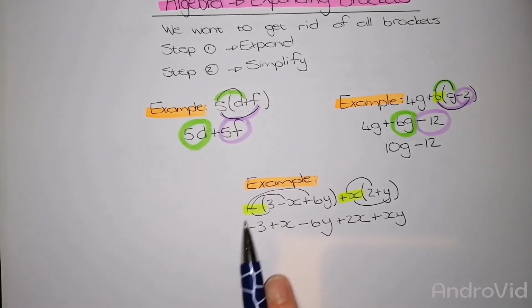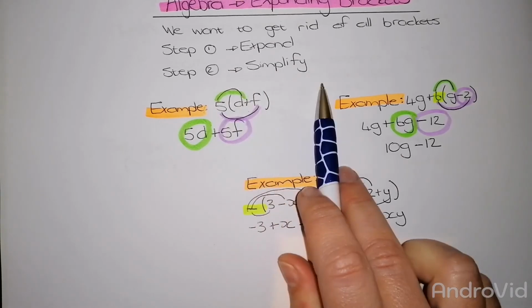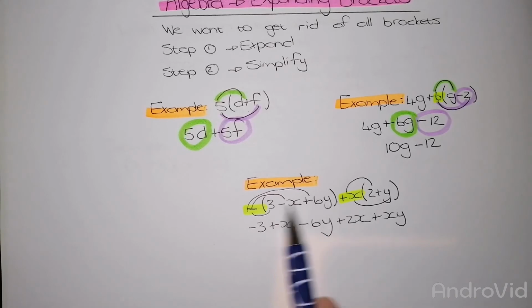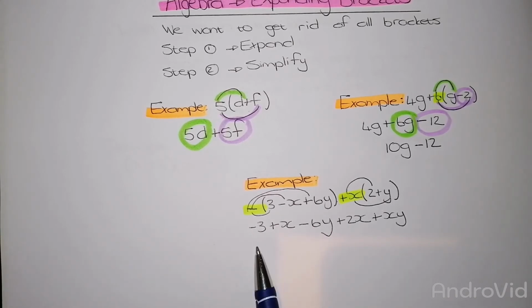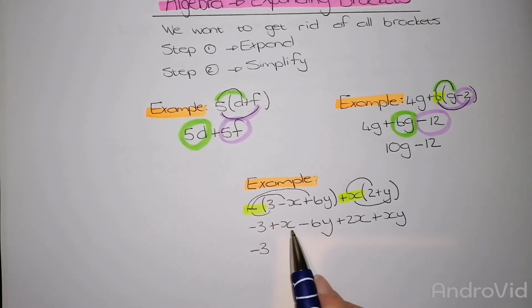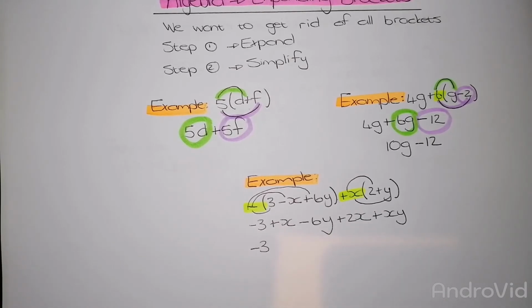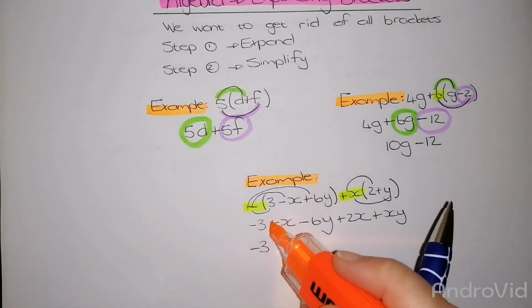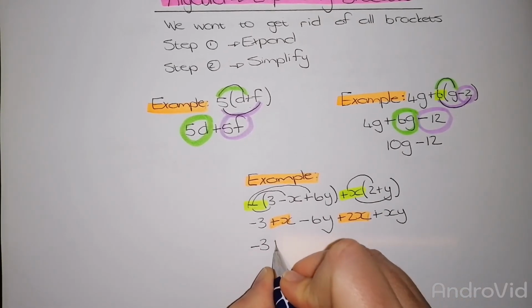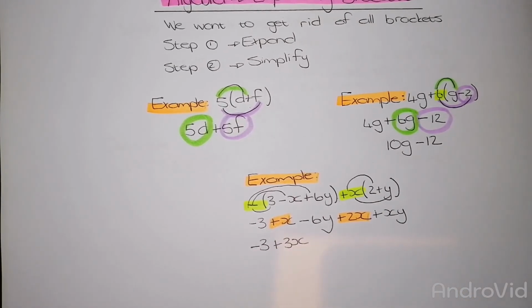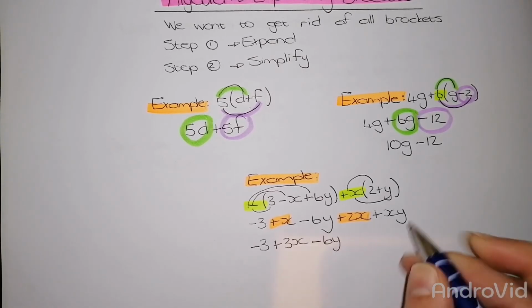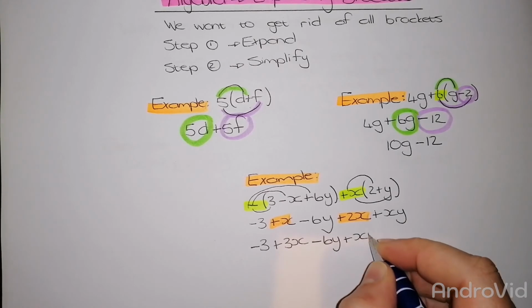Now that I have this line, I need to simplify. How do we simplify? We look for like terms. When we look at this, how many numbers do we have? We only have one number. So therefore, I'm just going to rewrite that. When we look at my x's, we need to identify how many x's we have. So we've got 1x plus 2x. That'll give me plus 3x. There's only one set of y's, therefore I'm going to have minus 6y and plus my xy.